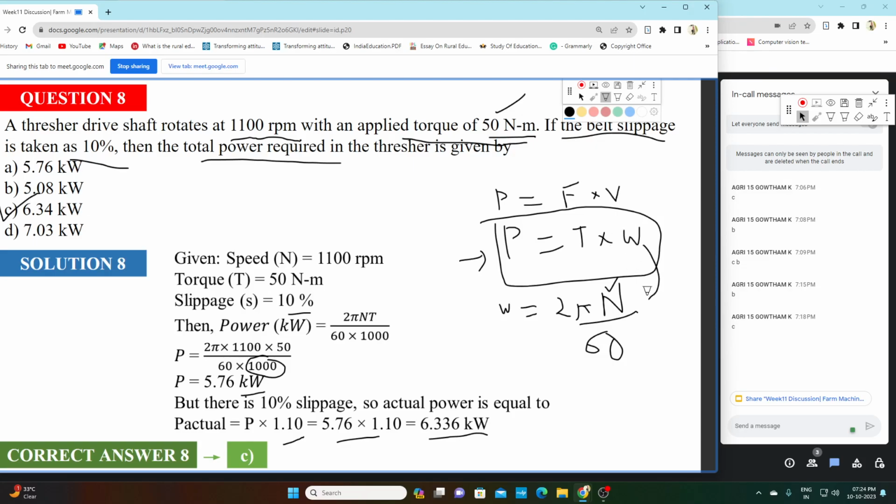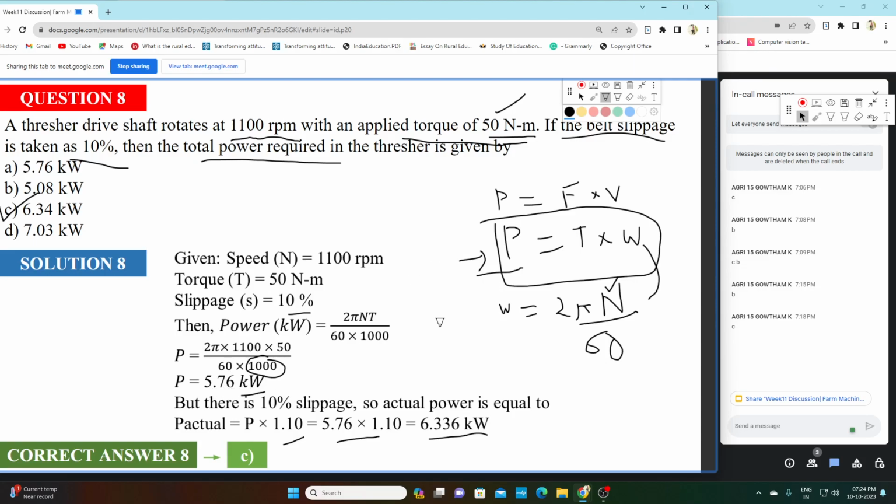Omega we can find out if we know the RPM of the drum, and the RPM is given: that is 1100 rpm. So omega is 2 pi N by 60. As we know the rpm, we can find the angular speed. Once we find the angular speed, we multiply it with the torque and we can find the power. That power we got is 5.76 kilowatt.